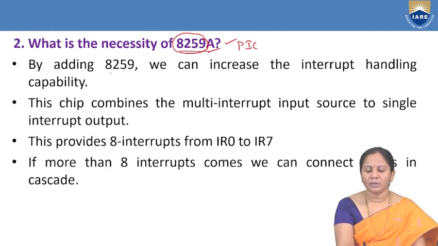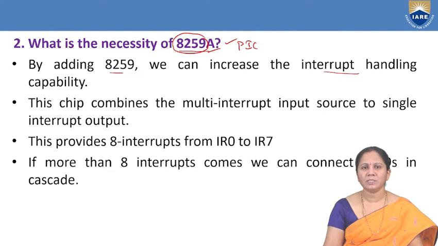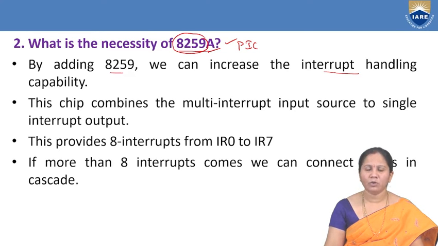By using this 8259, that is PIC, we can increase the interrupt handling capability. That means if you take the 8086 microprocessor, it has only 2 interrupt pins, NMI and INTR. So through these 2 signals, only 2 devices can be connected to produce interrupts. If the devices are more than 2, we compulsorily have to use this 8259 IC, and through this 8259 IC the interrupt should be provided. So this IC is going to handle the interrupt handling capability.